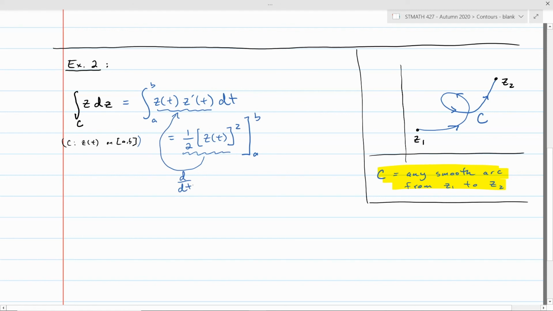So that function's an antiderivative, and so I can use the fundamental theorem of calculus, right? If you differentiated that, you'd bring the 2 down, it'd cancel that 1/2, then you'd get z of t raised to the 1, but then you've got to multiply times the derivative of the inside function, which is z prime of t. So that's an antiderivative.